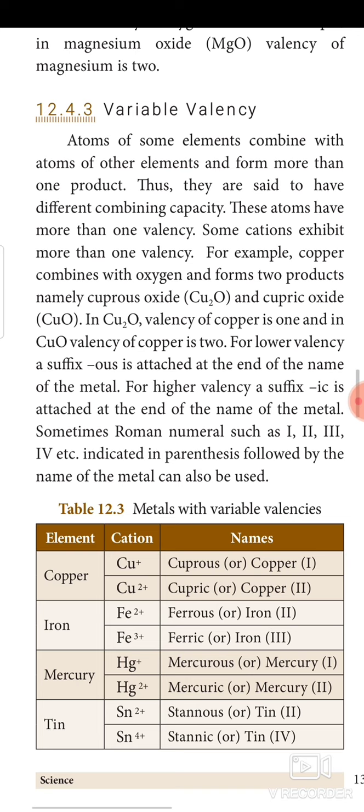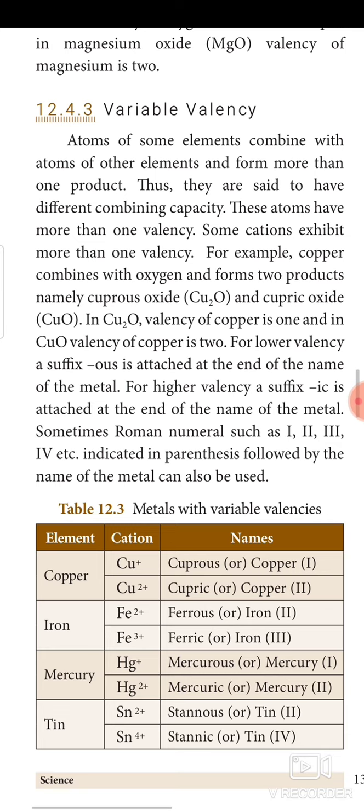For example, copper combines with oxygen and forms two products, namely cuprous oxide and cupric oxide. Cuprous oxide's formula is Cu2O and cupric oxide's formula is CuO. So in Cu2O the valency of copper is 1 and in CuO the valency is 2. Okay, so this is called variable valency. Table 12.3 shows you the metals that have variable valencies.